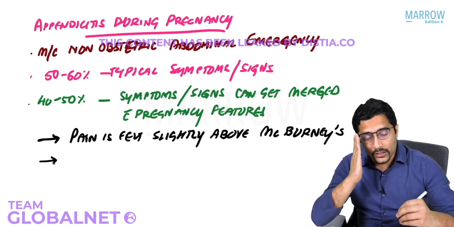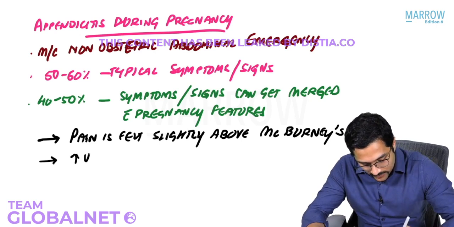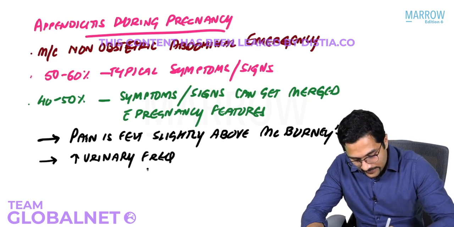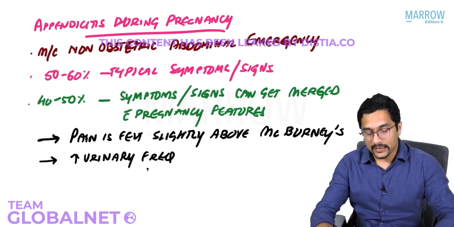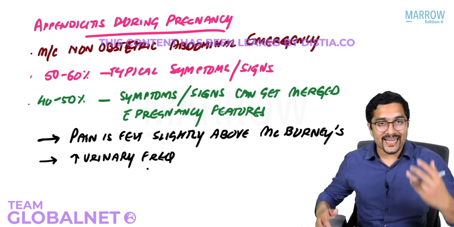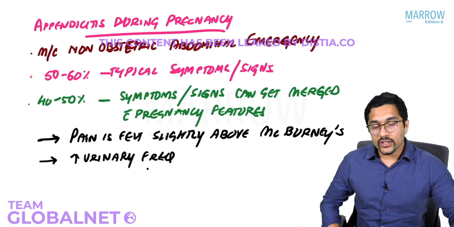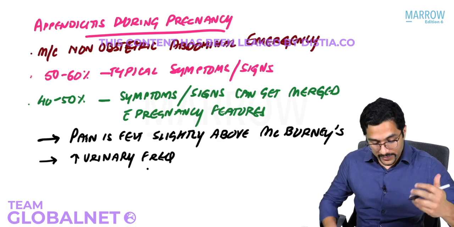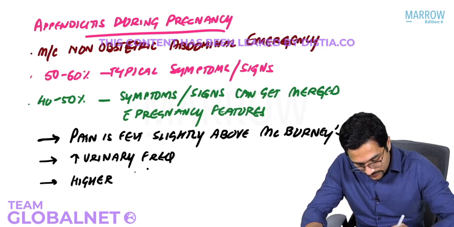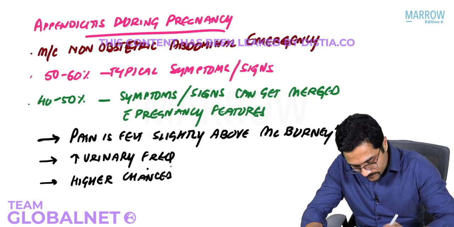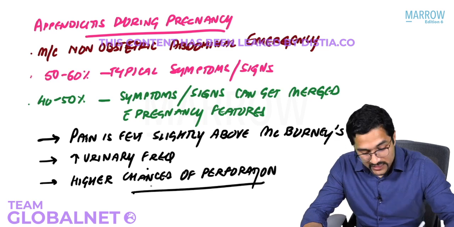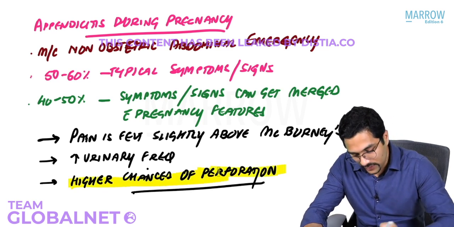Then in these patients, there can be increased urinary frequency. That can occur normally also in pregnancy, and that can be misinterpreted. Also, normally in pregnancy, in the second trimester, there can be right iliac fossa pain, which can be misinterpreted for acute appendicitis. Also, there are higher chances of perforation. I've already told you, because the omentum takes time to reach that area, there are higher chances of perforation in these patients.